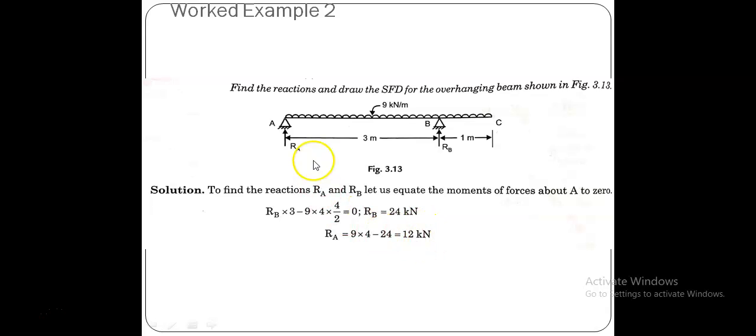Therefore RA is equal to, so whatever the force acting on this beam must be shared by these two supports A and B. So now the total force is 9 into 4, 36. Now RB is 24, therefore RA should be 12.